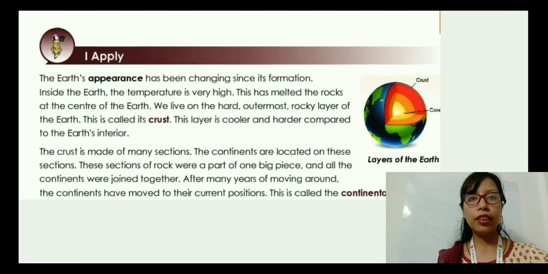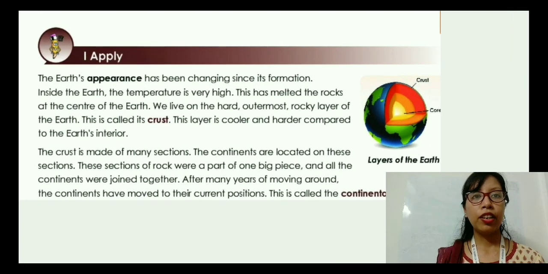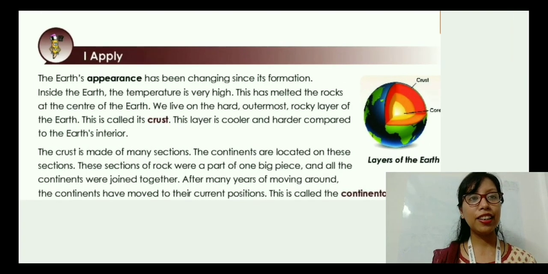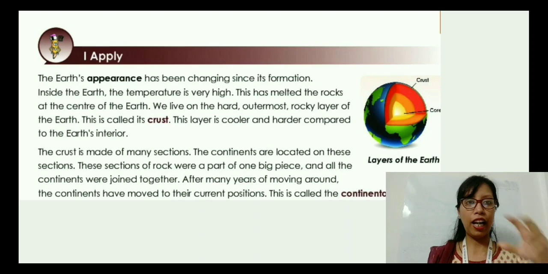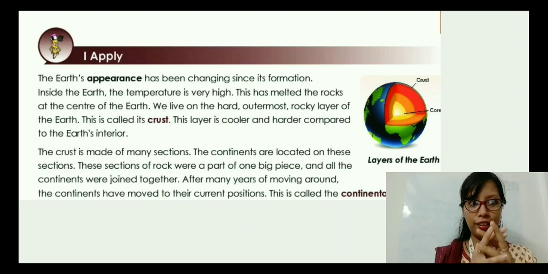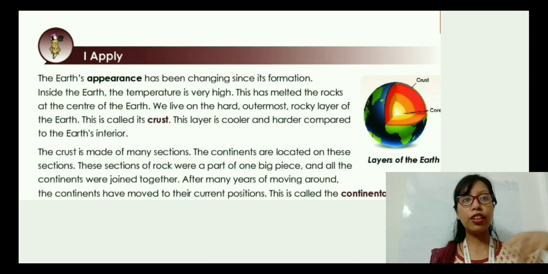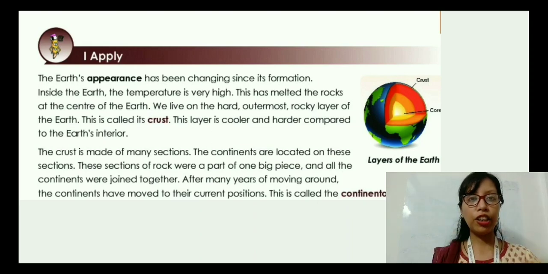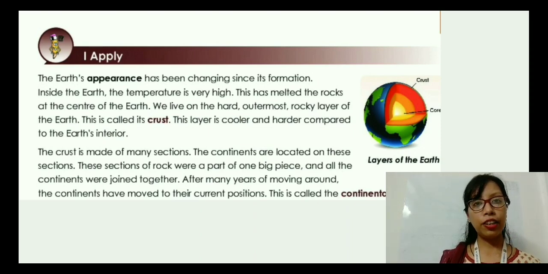The crust is made of many sections. The continents are located on these sections. So the crust includes oceans and continents, right? And these continents are not together. They are placed in different locations. So the crust is made of many sections, and the continents are located on these sections.